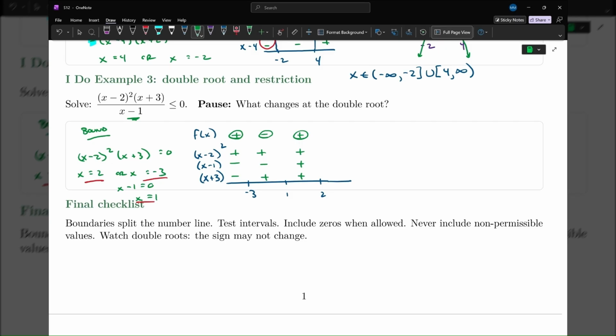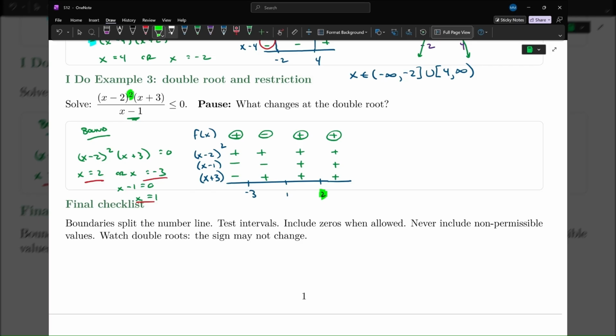Now here's the last one. What about a big positive? So let's try 10. 10 plus 3, positive. 10 minus 1, positive. 10 minus 2, positive, squared is positive. So notice that I remain positive after this. And that is because, and again, this comes back next year, this was a double root right there. So what that meant is it bounced off it. It acts like a quadratic with one x-intercept. So at that root, I'm not going to change signs across it.